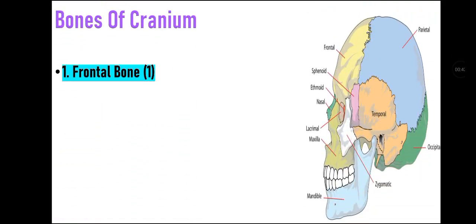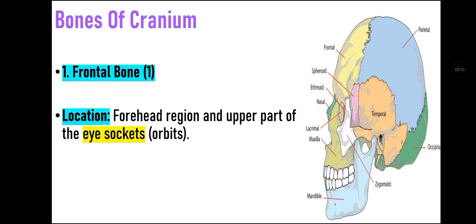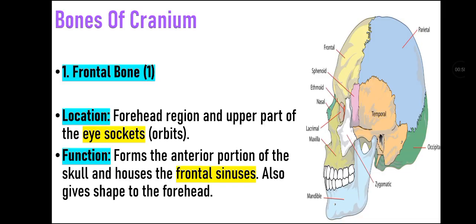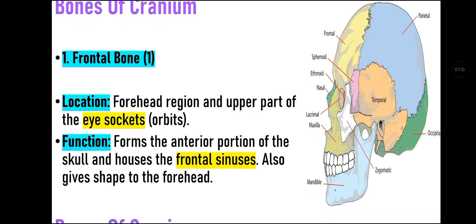First we have is frontal bone. That is unpaired bone of skull. That means there will be only one frontal bone in every skull. And here in the diagram you can see the yellow color bone in front is frontal bone. Location is forehead region and upper part of the eye socket. Function: it forms the interior portion of the skull and houses the frontal air sinuses. Also gives shape to the forehead.